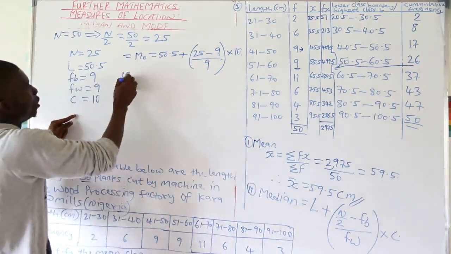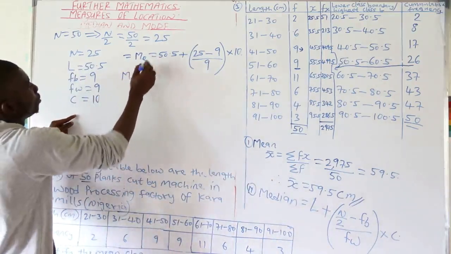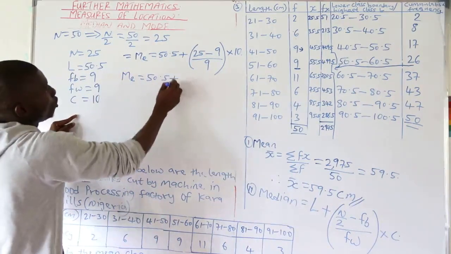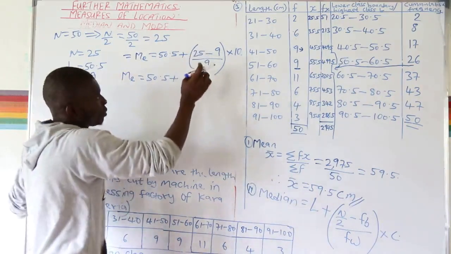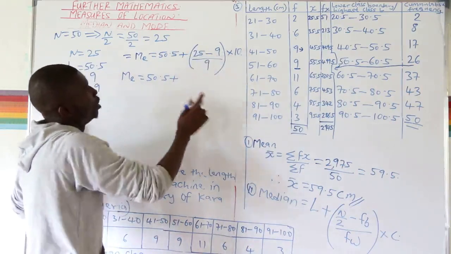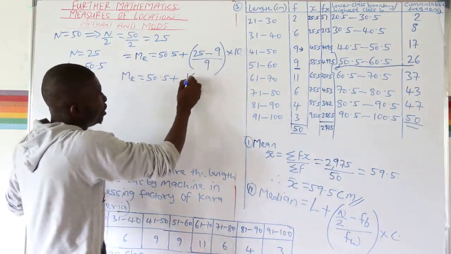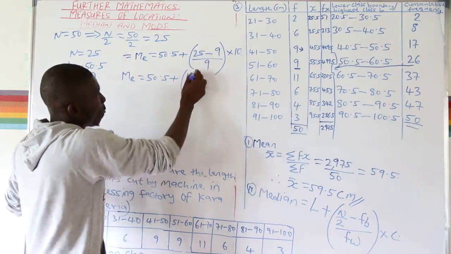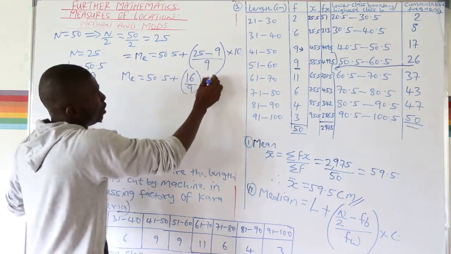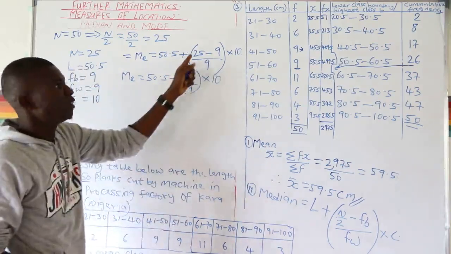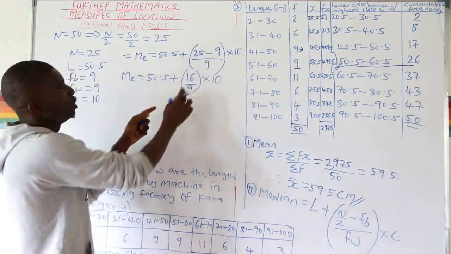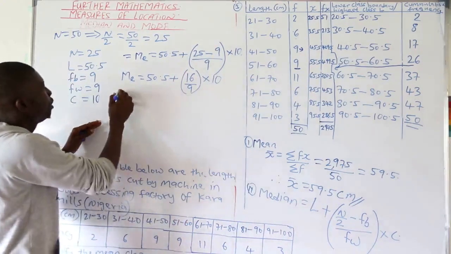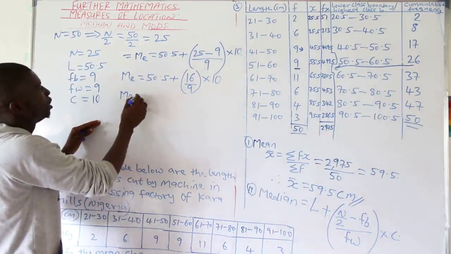Now the median, ME, is equal to 50.5 plus, now, 25 minus 9 gives us what? Gives us 16, divided by what? Divided by 9, times what? Times 10. 25 minus 9 gives us 16 divided by 9 times 10.